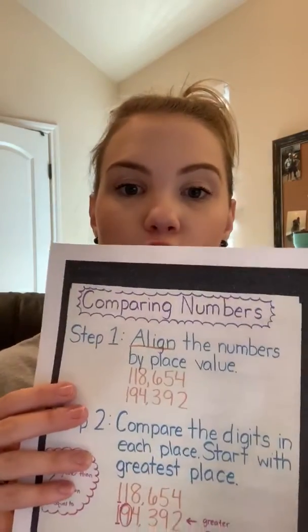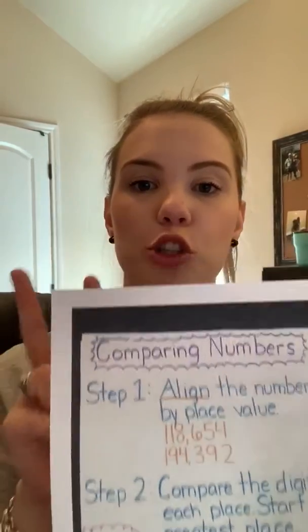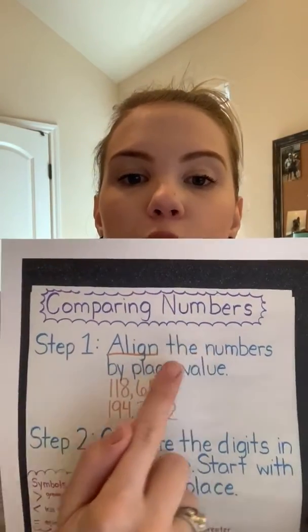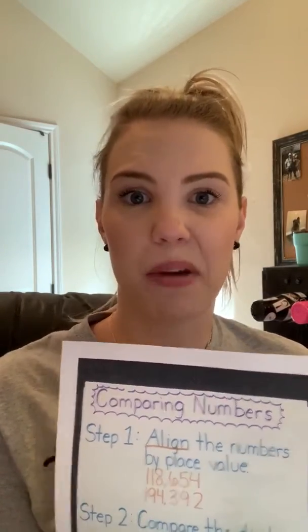Today I'm here to teach you about comparing numbers. Comparing numbers is something that we started the year with, and there are two steps when you're comparing numbers. Step one is you're going to align the numbers by place value. Super important that you line them up perfectly, because if you line them up wrong, then you're gonna compare wrong.